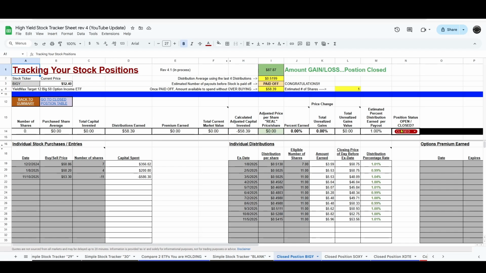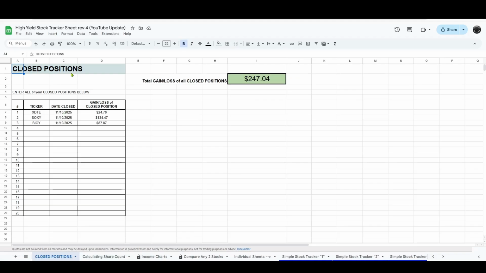Now, anytime that you do close the position out, so when you change this from open to closed, it will give you a new button right here, and it'll say to go to the closed position table. Okay, and you can hover over that, and when you click that, that will take you to the closed position table here to where you can enter in those amounts. And all it is your ticker symbol, the date that you did close it, and then how much did you make or lose. And of course, if it is a loss, you would do a minus for this value.